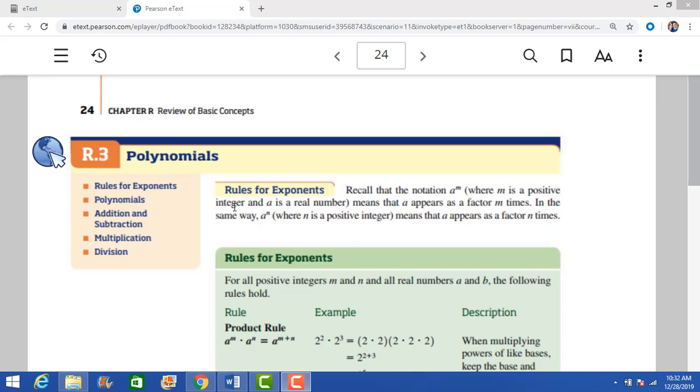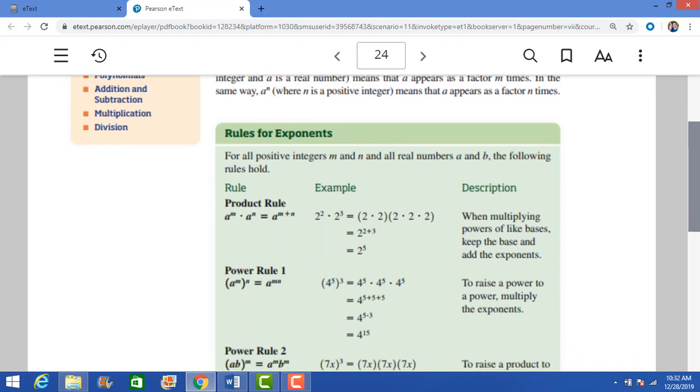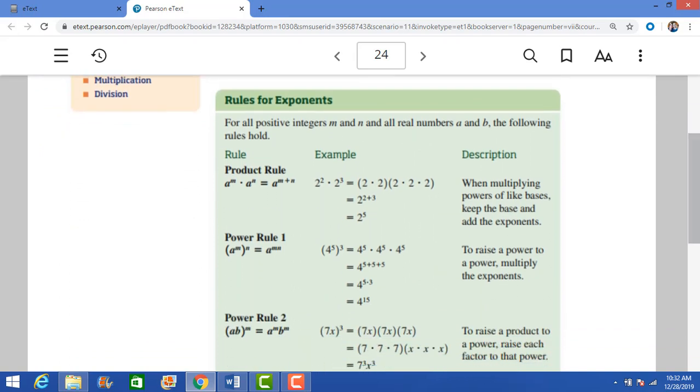So we're going to recall that the notation a to the mth power, where m is a positive integer and a is a real number, means that a appears as a factor m times. Okay, so we're going to multiply a m times. In the same way, a to the n, where n is a positive integer, means that a appears as a factor n times. Okay, so let's review the rules of exponents. So for all positive integers m and n, and real numbers a and b, the following rules hold.